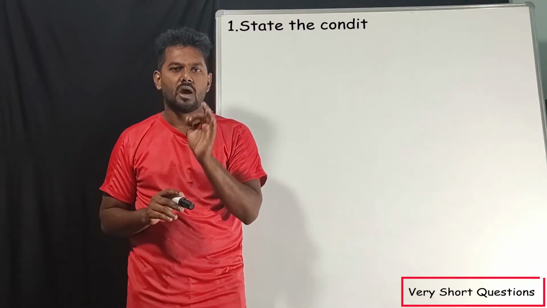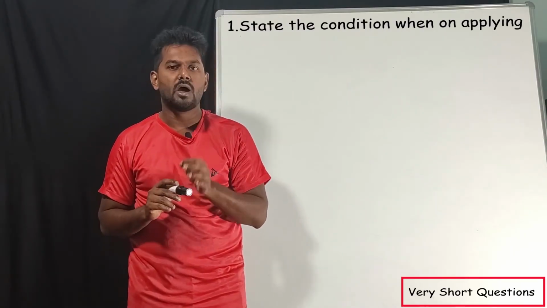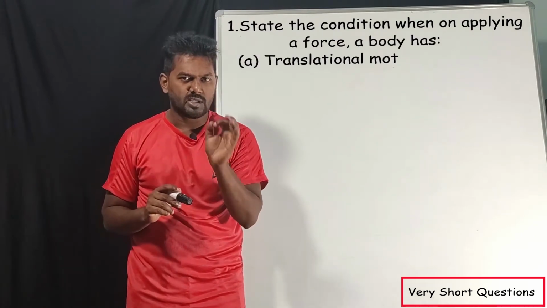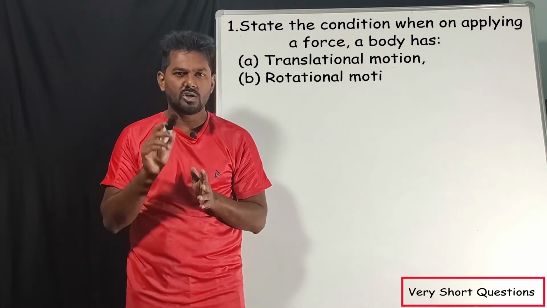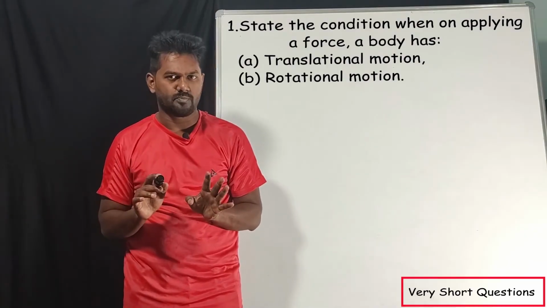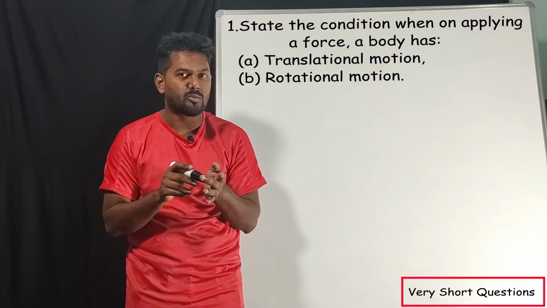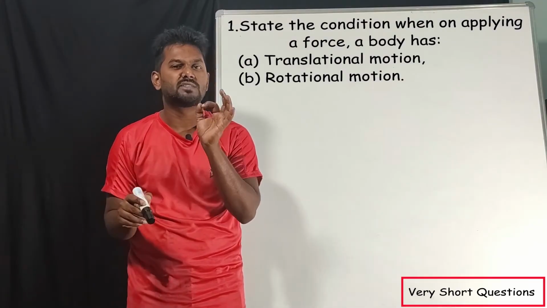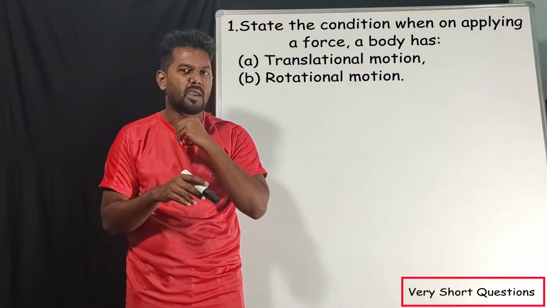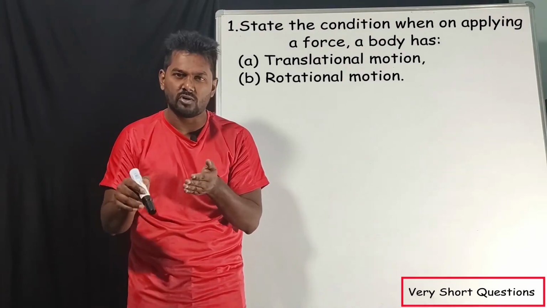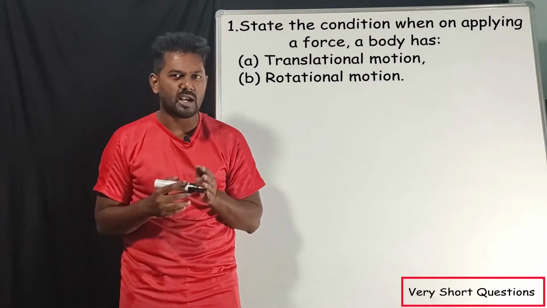State the condition when upon applying a force, a body has first sub question translational motion, second one rotational motion. So first you need to understand the question. Translational motion or linear motion or rectilinear motion, all the three words have the same meaning. So in the exam they may ask you any word, so you should not get confused, and the answer for all the three words remains the same.